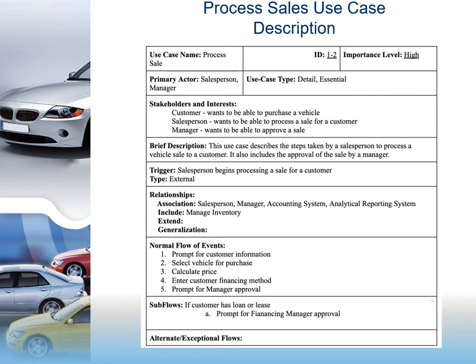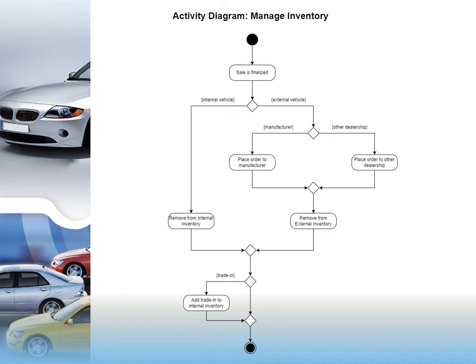Most relationships in this case are associations, but managing inventory is listed as included because it is directly affected by the sales process. In the detailed section, we have normal flow and subflow events as described in the previous slide. Continuing on, we have the activity diagram for the manage inventory use case. This use case describes how the vehicle inventory is modified when purchasing, selling, or trading in a vehicle.